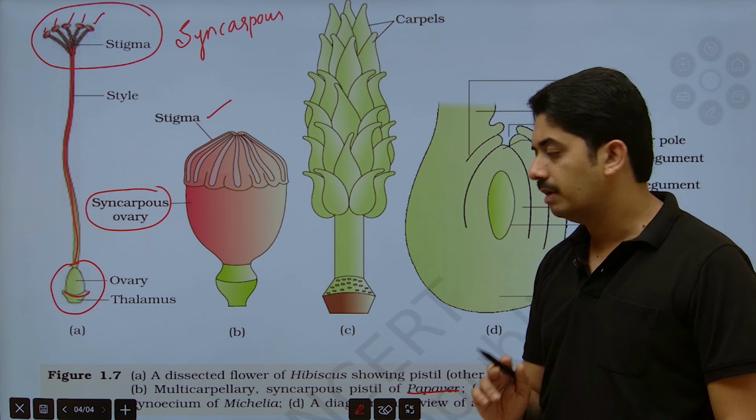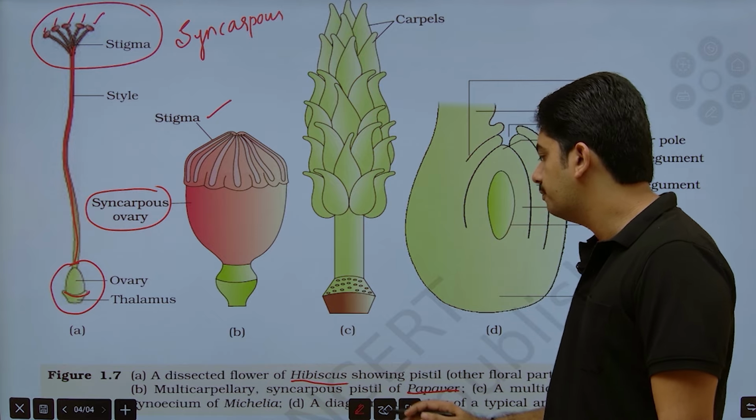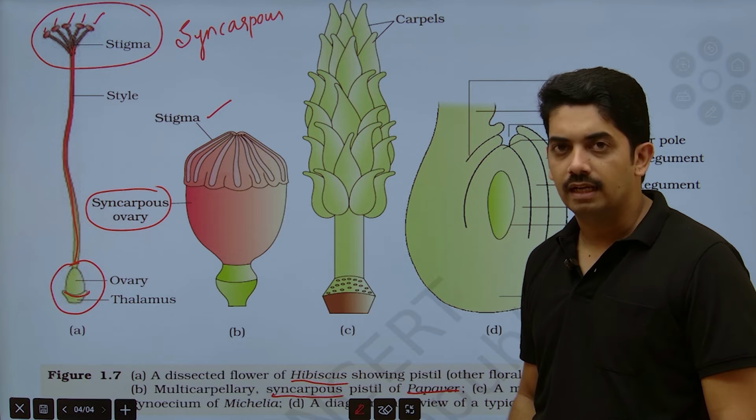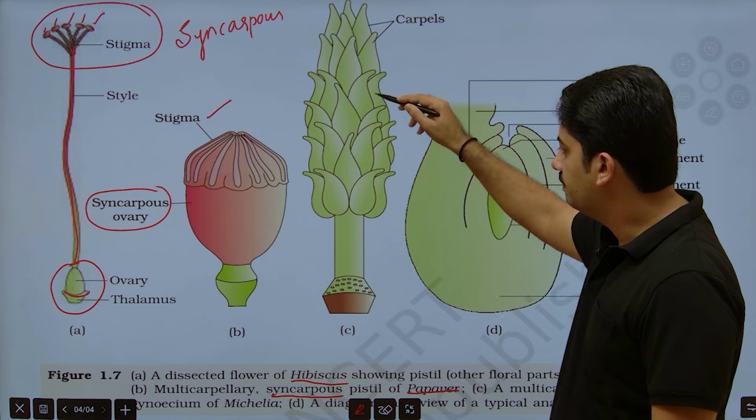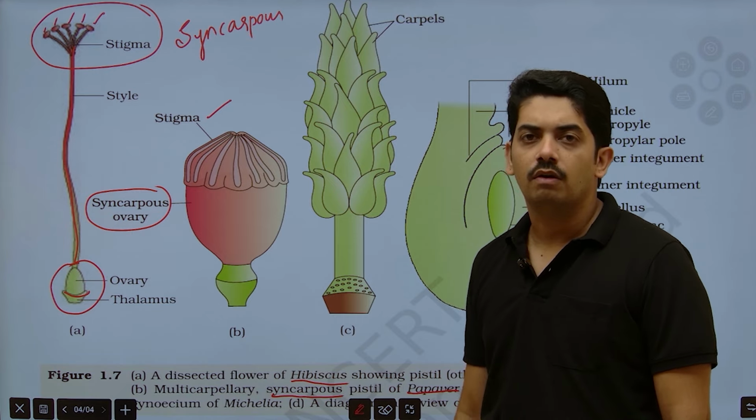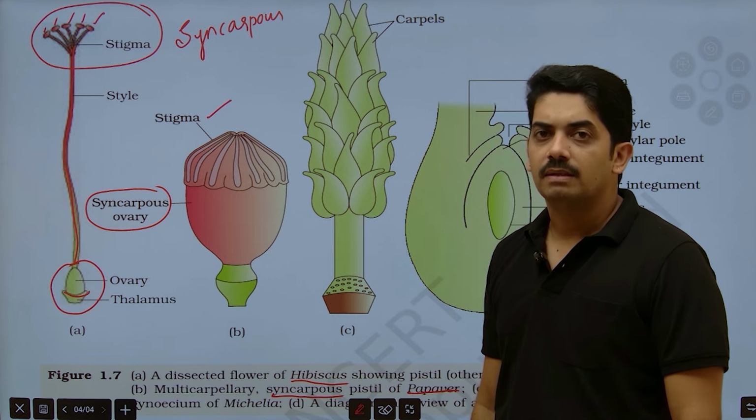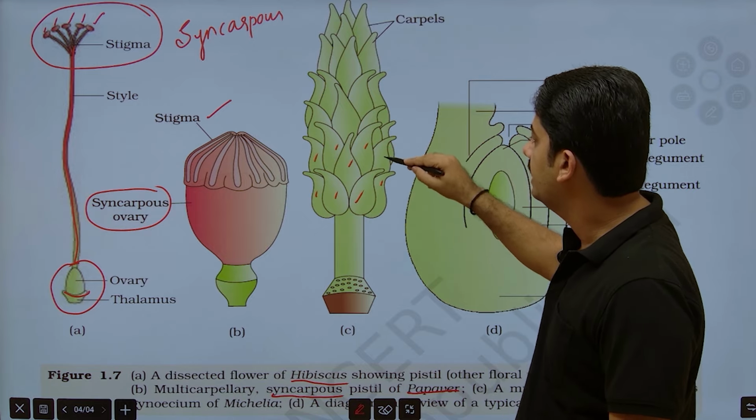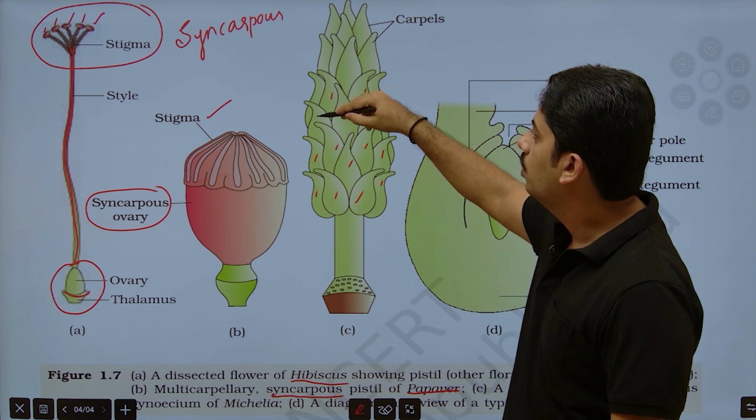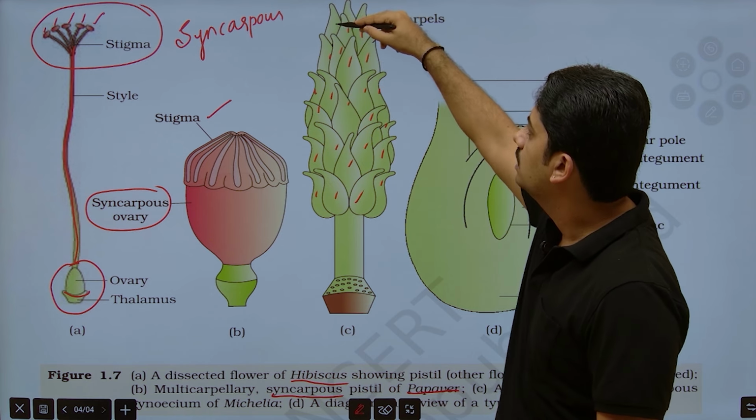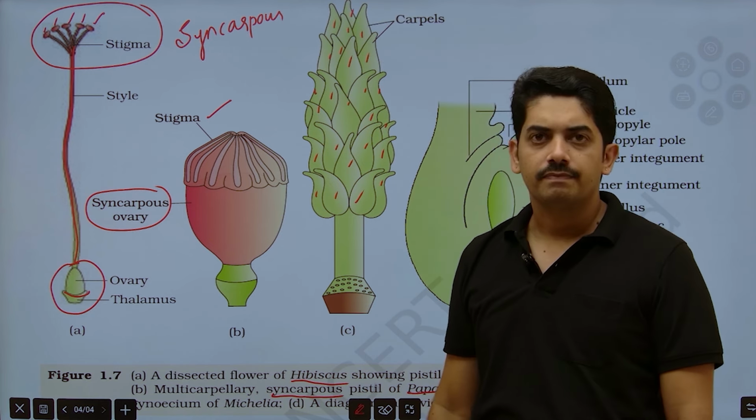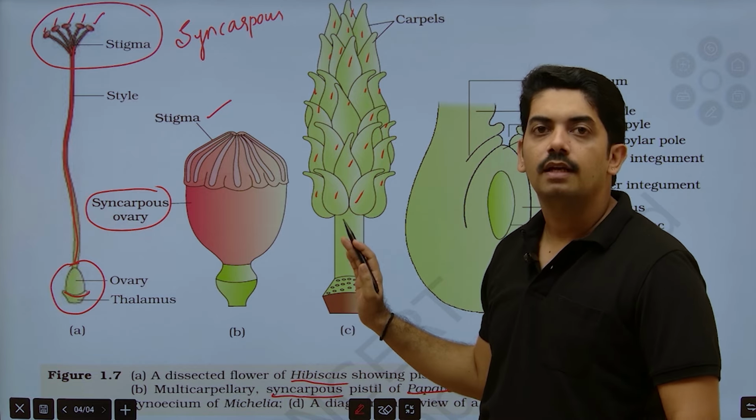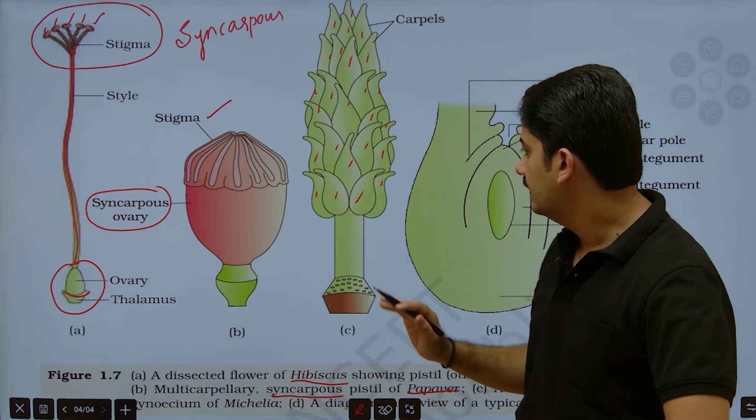Again, one more example for syncarpous. So in the exam you should remember Hibiscus is also an example for syncarpous ovary, and Papaver is also an example for syncarpous ovary. Now if you observe this one, this is actually the ovary of Michelia champaca flower. Here you can see 1, 2, 3, 4, 5, 6, 7, 8, 9, 10, like that, so many ovaries, and they are not fused, they are all free. Which technical term do we use here? It is an apocarpous condition, multicarpellary apocarpous condition.